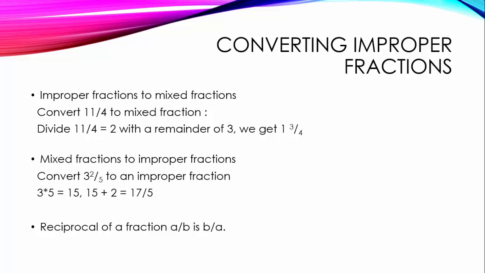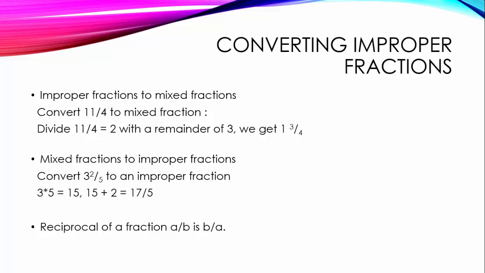For example, to convert 3 2/5 to an improper fraction, multiply the whole number by the denominator. You get 3 times 5 is equal to 15. Add the numerator to that. 15 plus 2 is equal to 17. Then write that down above the denominator. So it will become 17/5.